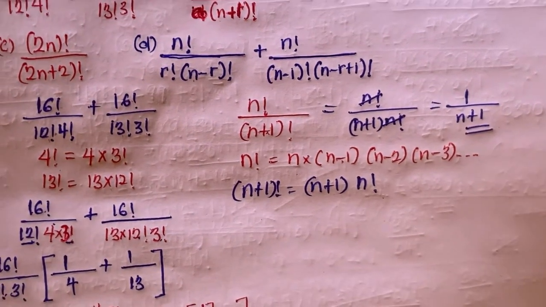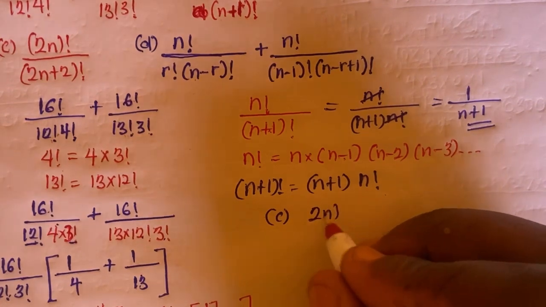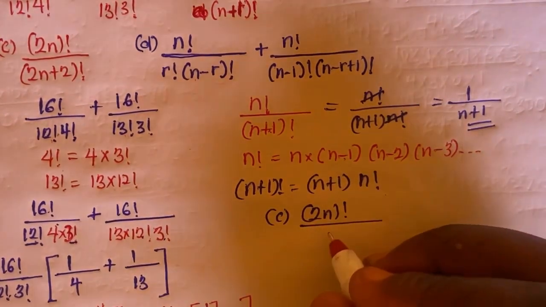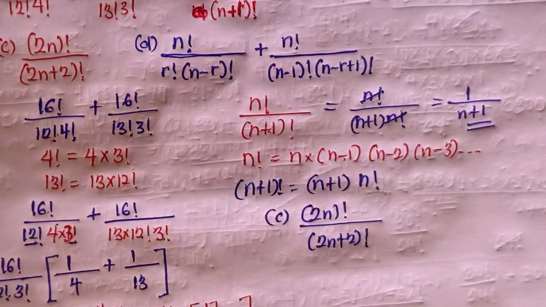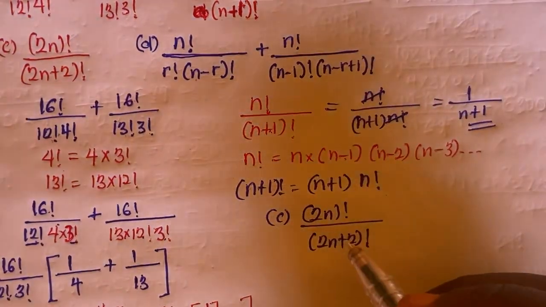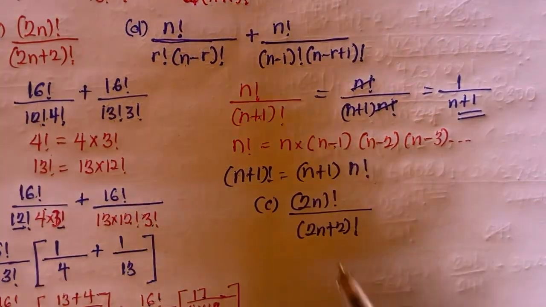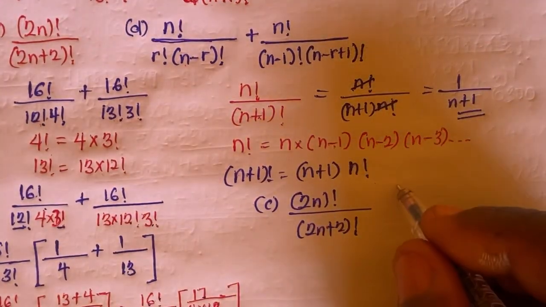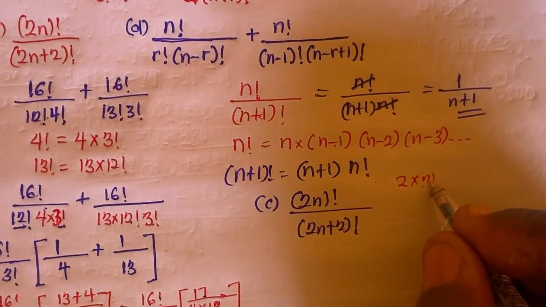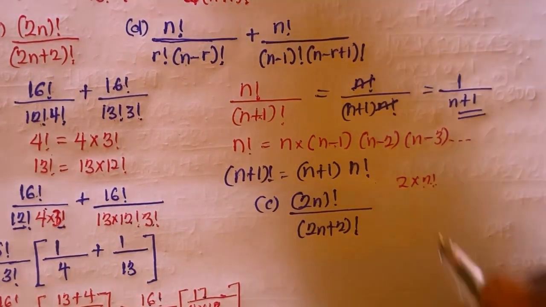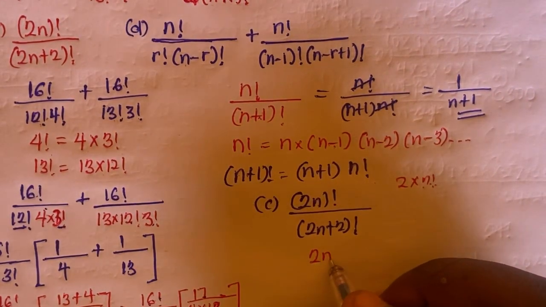So now let's move to the last question, which is question C, which is 2n factorial divided by 2n plus 2 factorial. So if you look at this question very well, my 2n is at the middle of both the negative integer and the positive integer. This 2n is written as 2 multiplied by n. So this n is the one carrying the factorial. I'm just multiplying it by 2. So in this case, that's 2n.